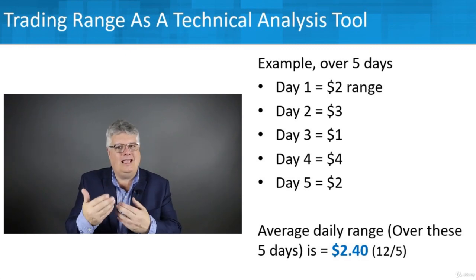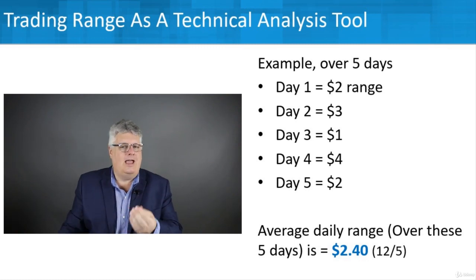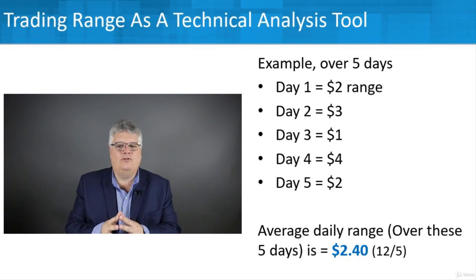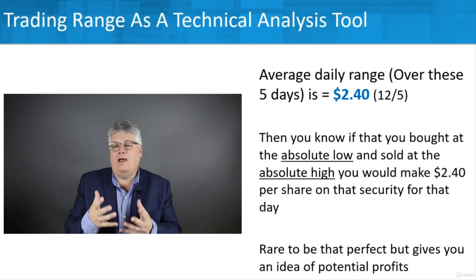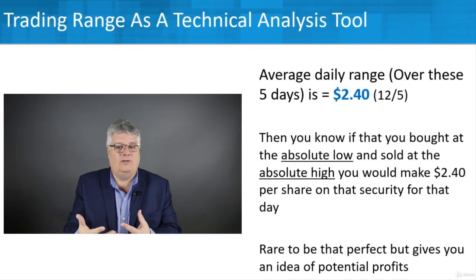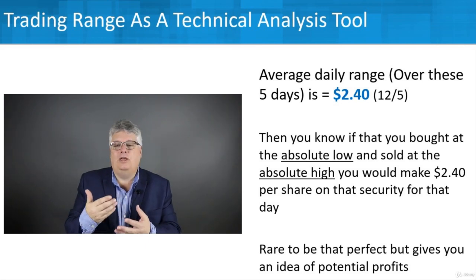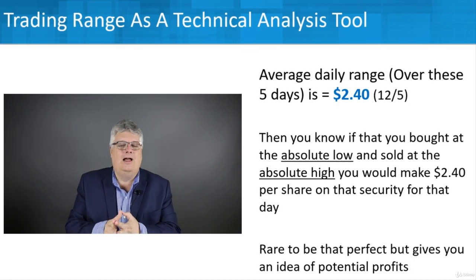Again, not prices in this example. We're looking at the trading range as a technical indicator and maybe as a profit anticipator. So we have $2.40. So over that daily range, if you had bought at the absolute low in this particular example over that days of trading, and you sold at the absolute high, then you would have made $2.40 per share of security that you had during that particular series.